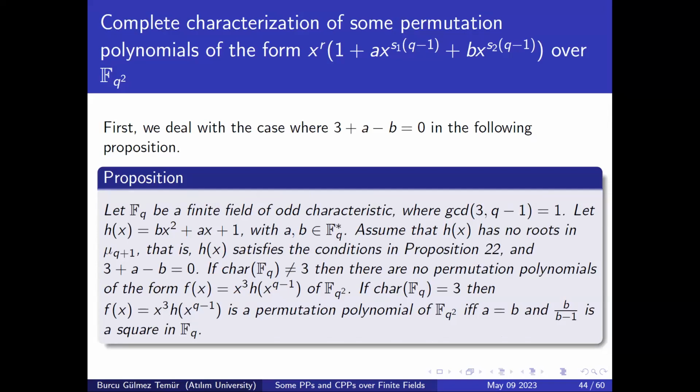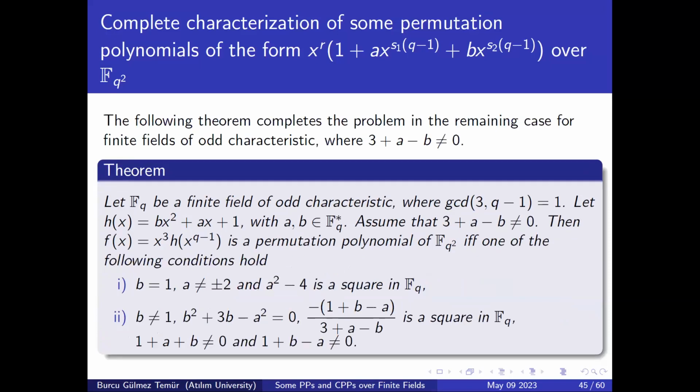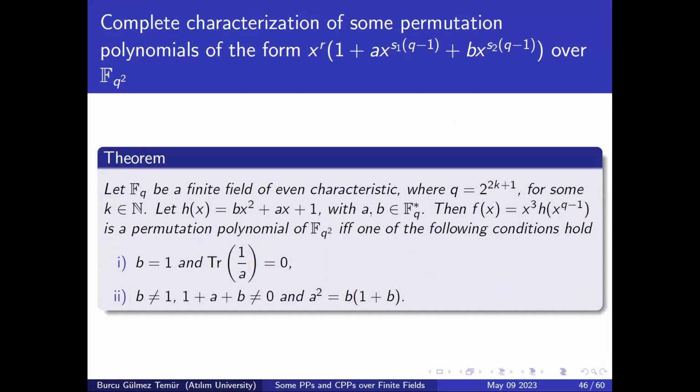If it is 0, then we have this result. If characteristic of FQ is not 3, then there are no such permutation polynomials. And if characteristic is 3, then it's a permutation polynomial if and only if a is equal to b and b over b minus 1 is a square in FQ. And the next one is when 3 plus a minus b is non-zero. In this case, it's a permutation polynomial if and only if one of these two conditions is satisfied. And we go on with the even characteristic case. It's a permutation polynomial if and only if one of these conditions holds.